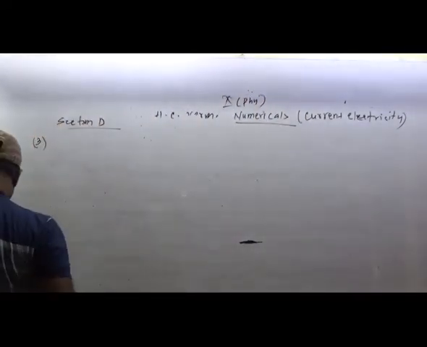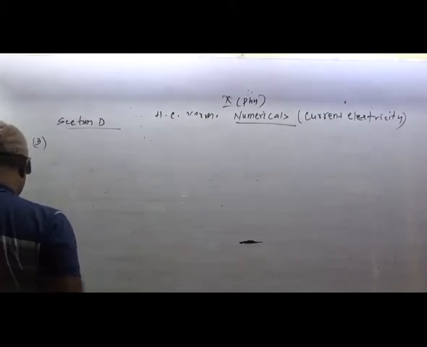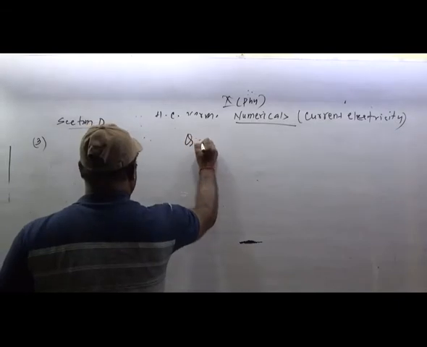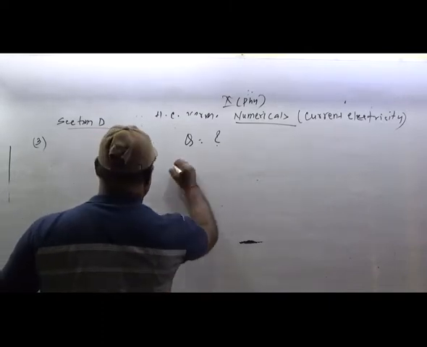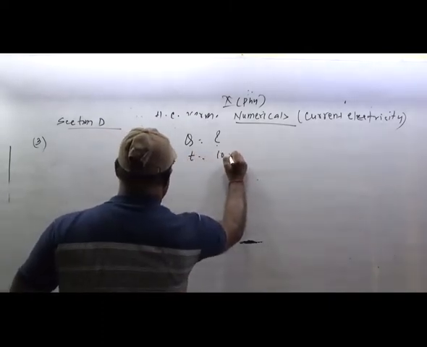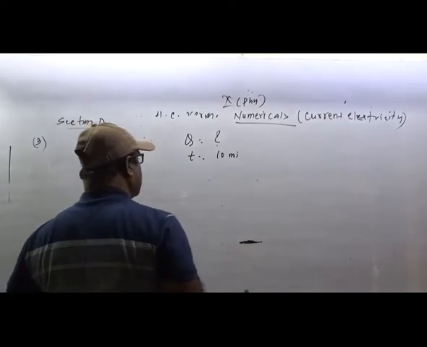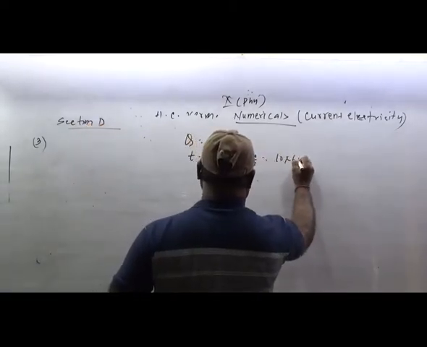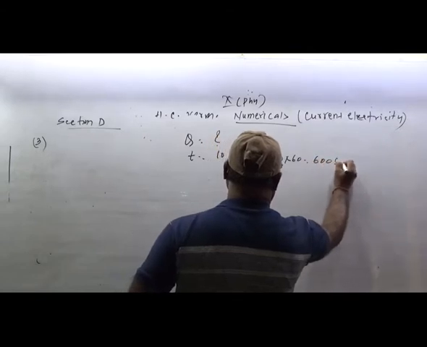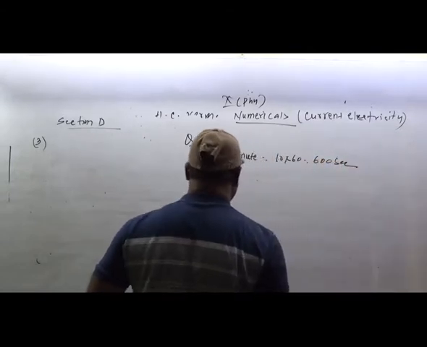Question 3. How much charge flows through a wire? We have to find the charge that flows through a wire in 10 minutes. T is equal to 10 minutes, which is 10 into 60, 600 seconds.